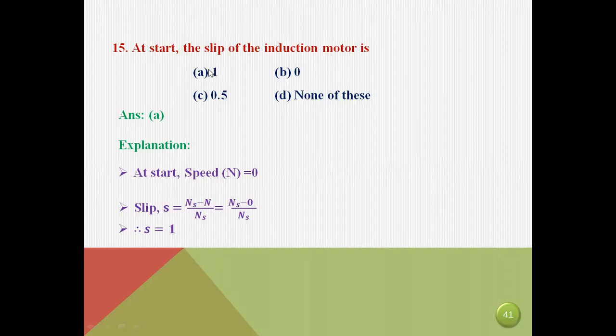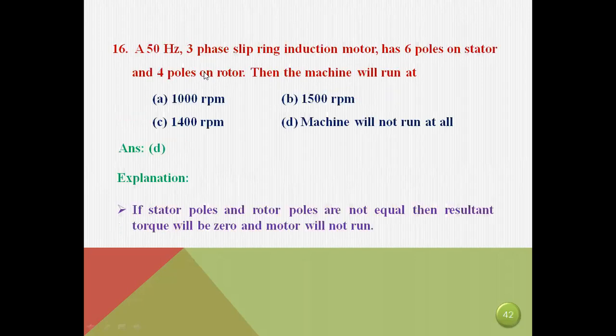If you are not getting that point, you can cross-check your answer with these equations, because we have seen slip equal to ns minus n upon ns. We are supposed to take it at start. At start, the rotor will not rotate, so the speed of the rotor will become 0. If we put n equal to 0, you will get s equal to ns by ns, so you will get s equal to 1. So we can say at start, the slip of the induction motor will become 1.